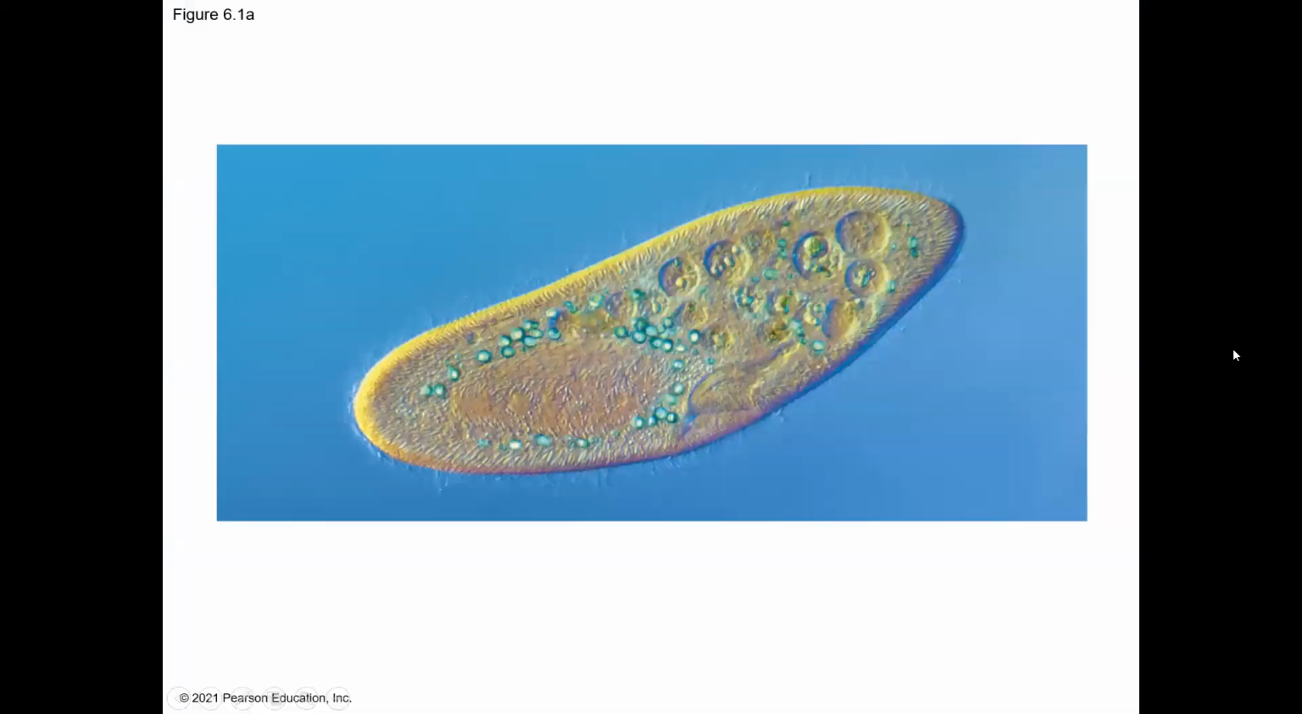So this here is a paramecium. Paramecium is a great example. It's a very large eukaryotic cell, and you can see that in the inside of the paramecium, it's filled with all the organelles that are typical for a eukaryotic cell to function.